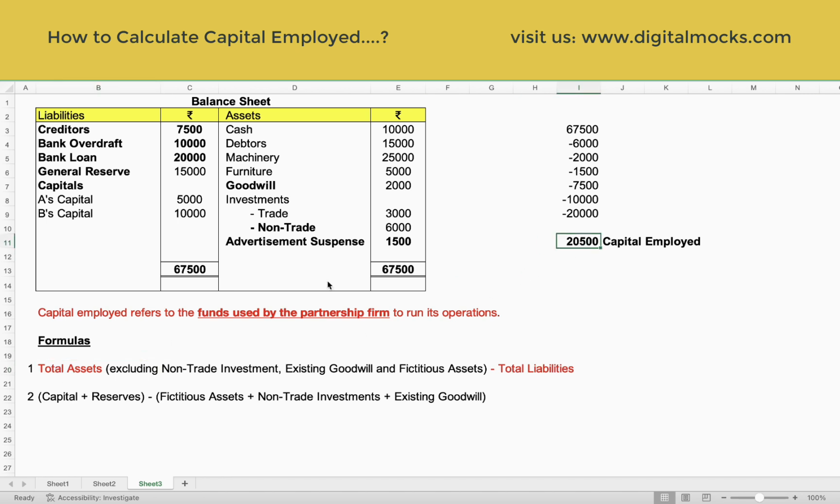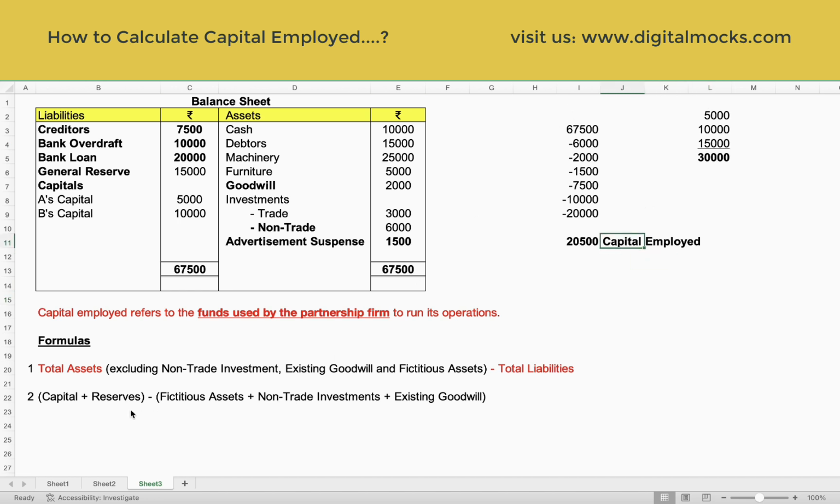Now the same figure we are going to get again, but this time we will be using the second formula, right? So let's see the second formula. Second formula says capital plus reserve. So capital, here we have A's capital is 5,000, B's capital is 10,000. Amount invested by A and amount invested by B. Then we have to take reserves. So reserves, here we have only one, general reserve, 15,000. So that I have to take. So capital plus reserve. So all capital plus reserve total is how much? 30,000. Right?